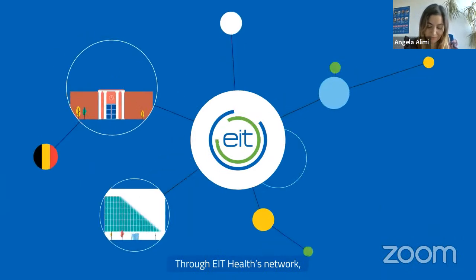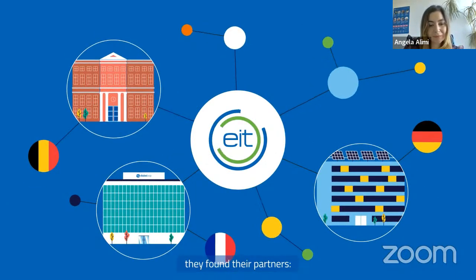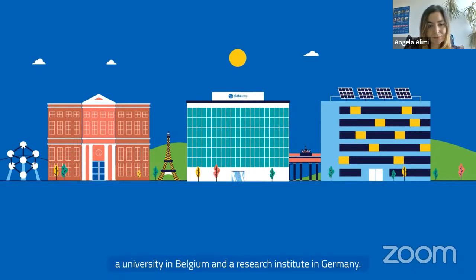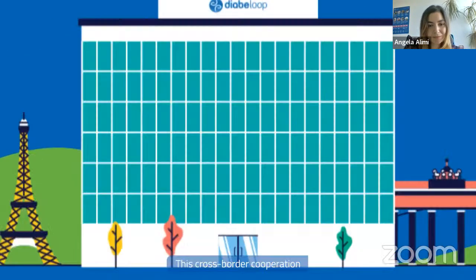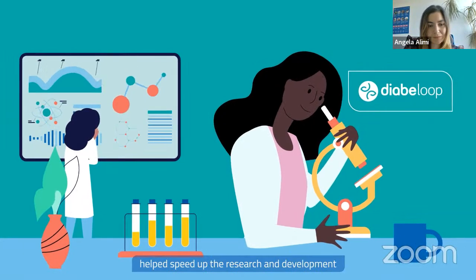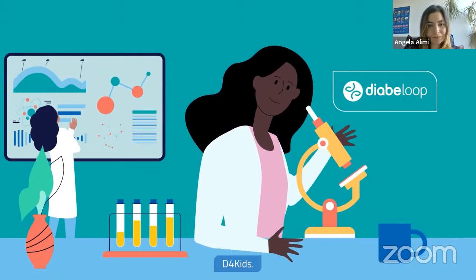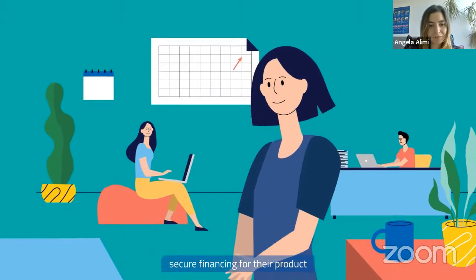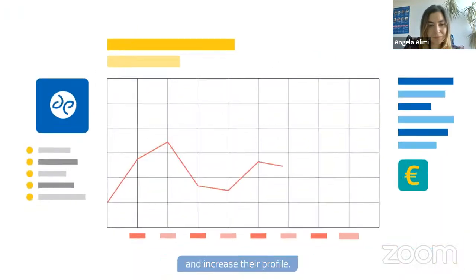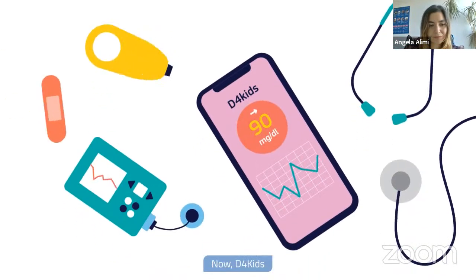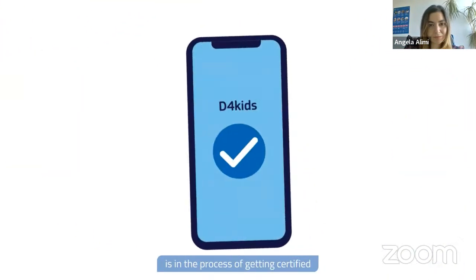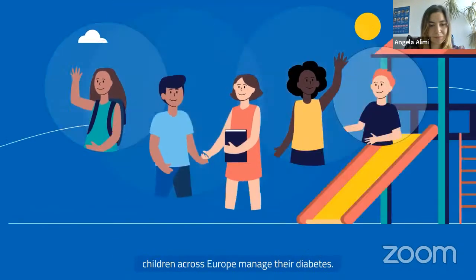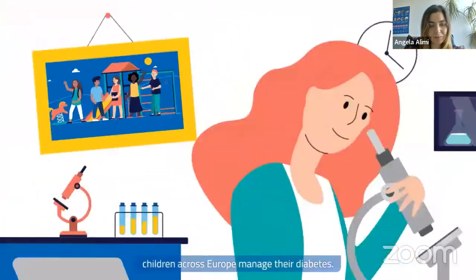Through EIT Health's work, they found their partners, a university in Belgium and a research institute in Germany. This cross-border cooperation helped speed up the research and development of the children's product, D for Kids. EIT Health also helped the partners secure financing for their product and increase their profile. Now, D for Kids is in the process of getting certified, and once it does, it will be able to help children across Europe manage their diabetes.